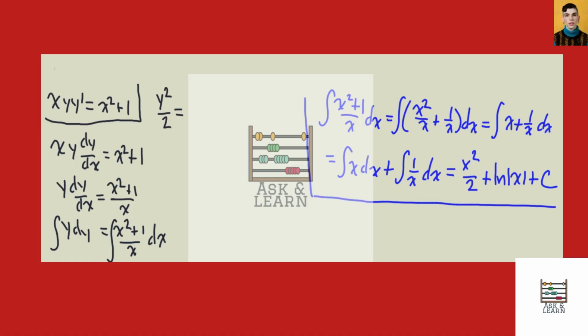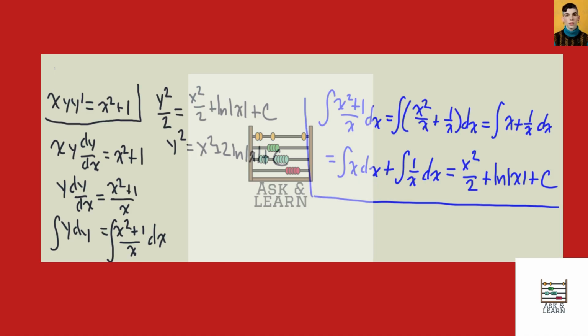So now that we've evaluated this integral, what we can do is bring it over to the right-hand side of this equation and get x squared over 2 plus ln of the absolute value of x plus some constant c. Now we can multiply both sides of the equation by 2 and get y squared equals x squared plus 2 times ln of the absolute value of x plus 2 times c. Now 2 times some constant is really just some other constant, so it's not really necessary to go to the trouble of renaming this thing. We're just going to call it c again.